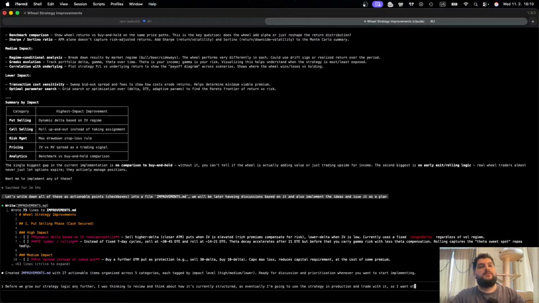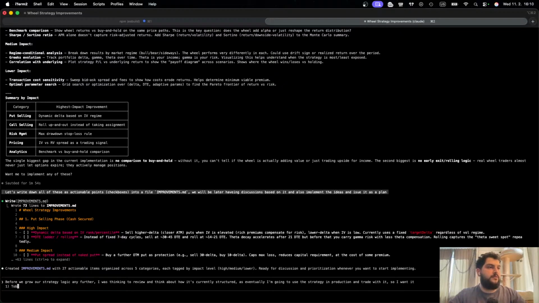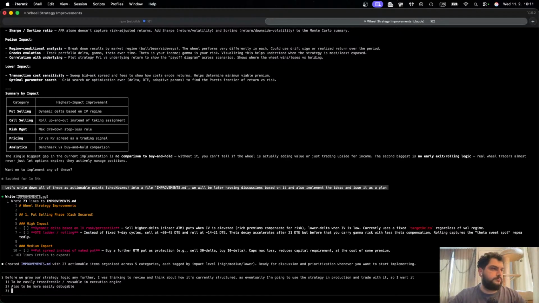So I want it first to be easily transferable, reusable in an execution engine, also to be more easily debuggable, and also more easily observable, and so on and so on.